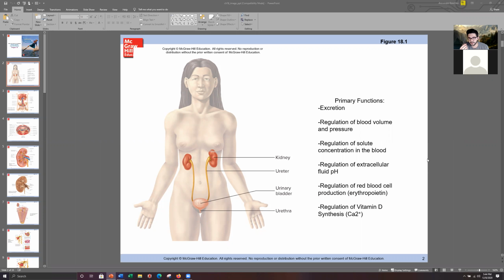And then we have things like regulation of red blood cell production. One of the main hormones that the kidneys produce is something called erythropoietin. So erythropoietin, if you guys remember from way back in chapter 11, that's the main hormone that triggers the production of red blood cells and stem cells from red bone marrow, right? And we also utilize the kidneys as an important precursor for vitamin D synthesis with respect to concentrations of things like calcium ions in the blood, right?